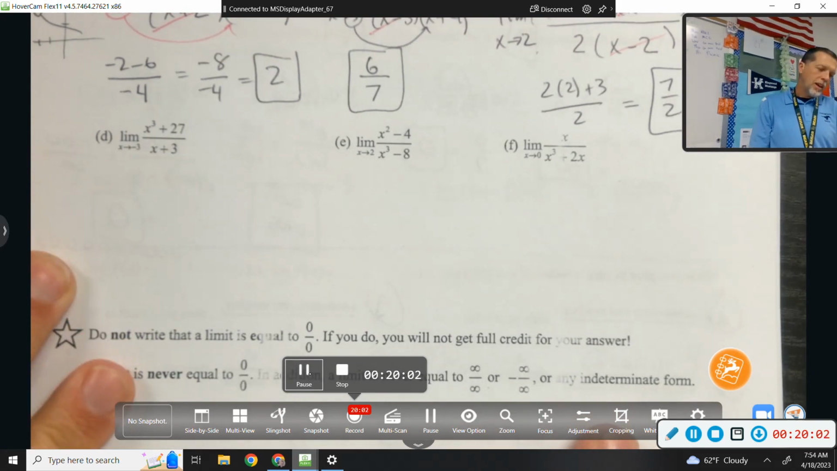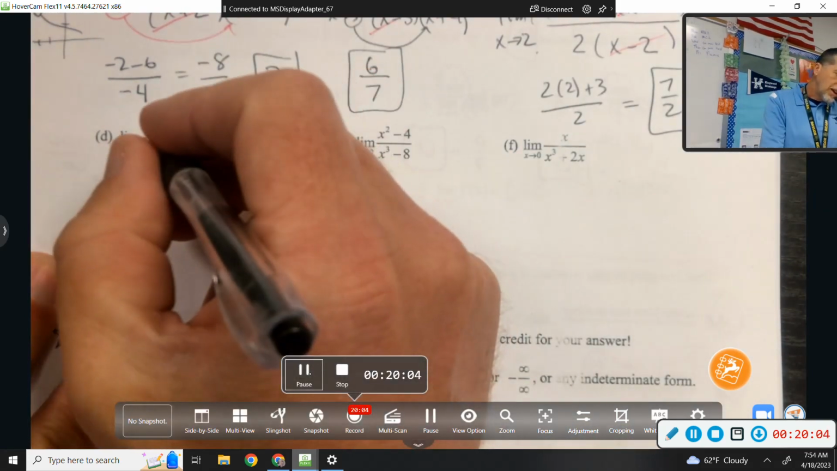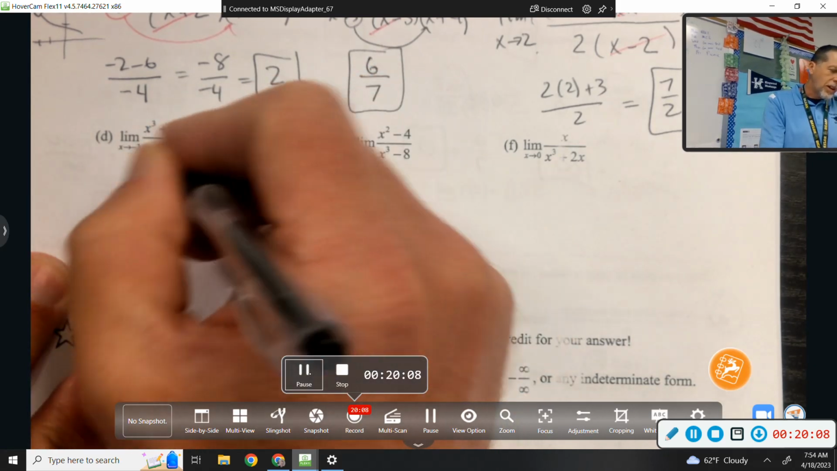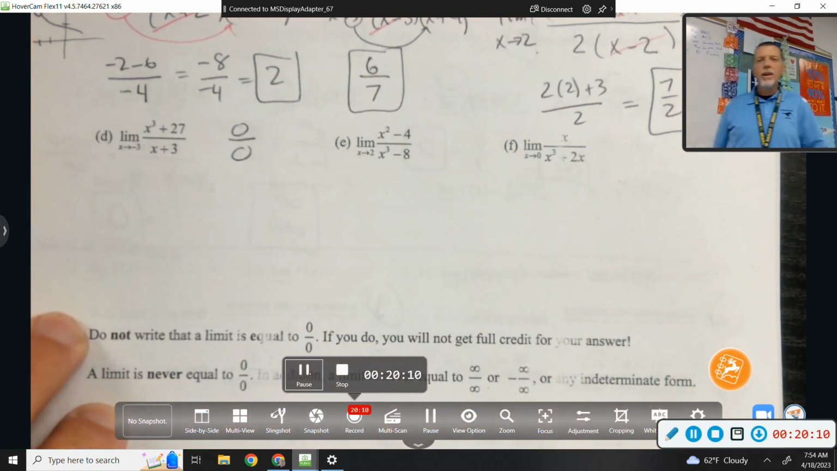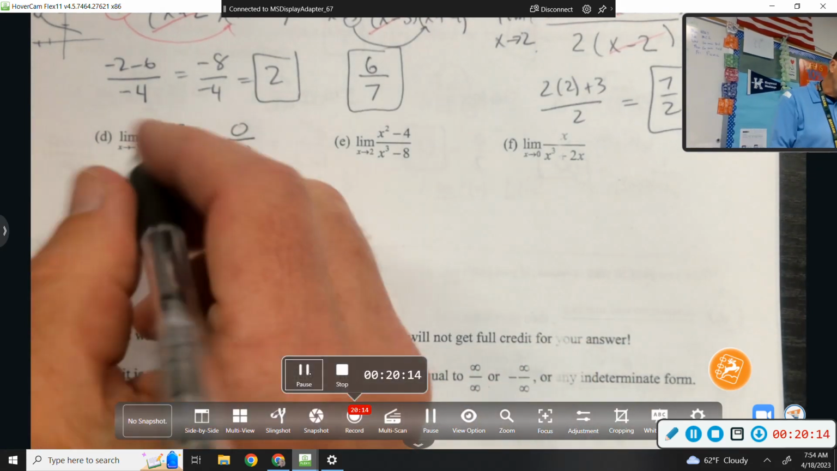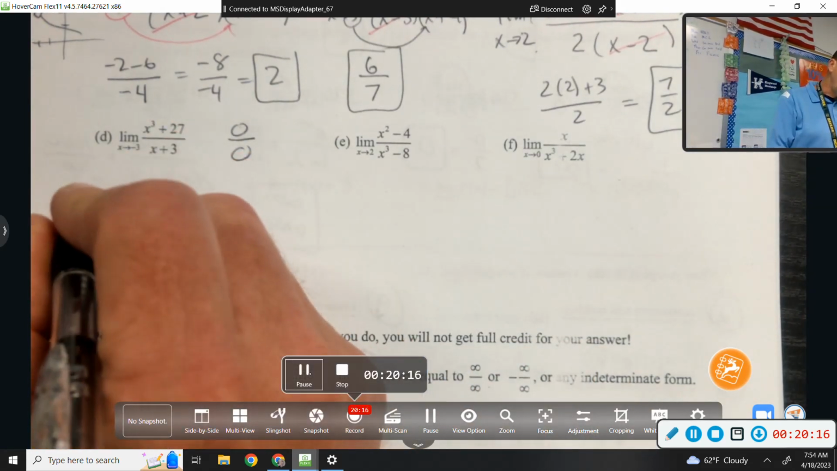Part D. Negative 3 cubed is negative 27 plus 27 is 0. Negative 3 plus 3 is 0. So, yeah, they're pretty much all going to be 0 over 0. Do you remember how to factor x cubed plus 27?